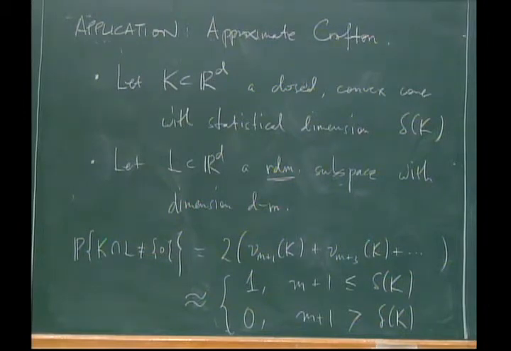But in summary, this probability really only takes two values. If m is small as compared with the statistical dimension, the probability is 1: the cone and the subspace share a ray. On the other hand, if m is big as compared with the statistical dimension, the cone and the subspace do not share a ray. And these probabilities really are exponentially close to 1 and 0. So there's a phase transition as m passes through the statistical dimension. So what does that mean for this optimization problem?